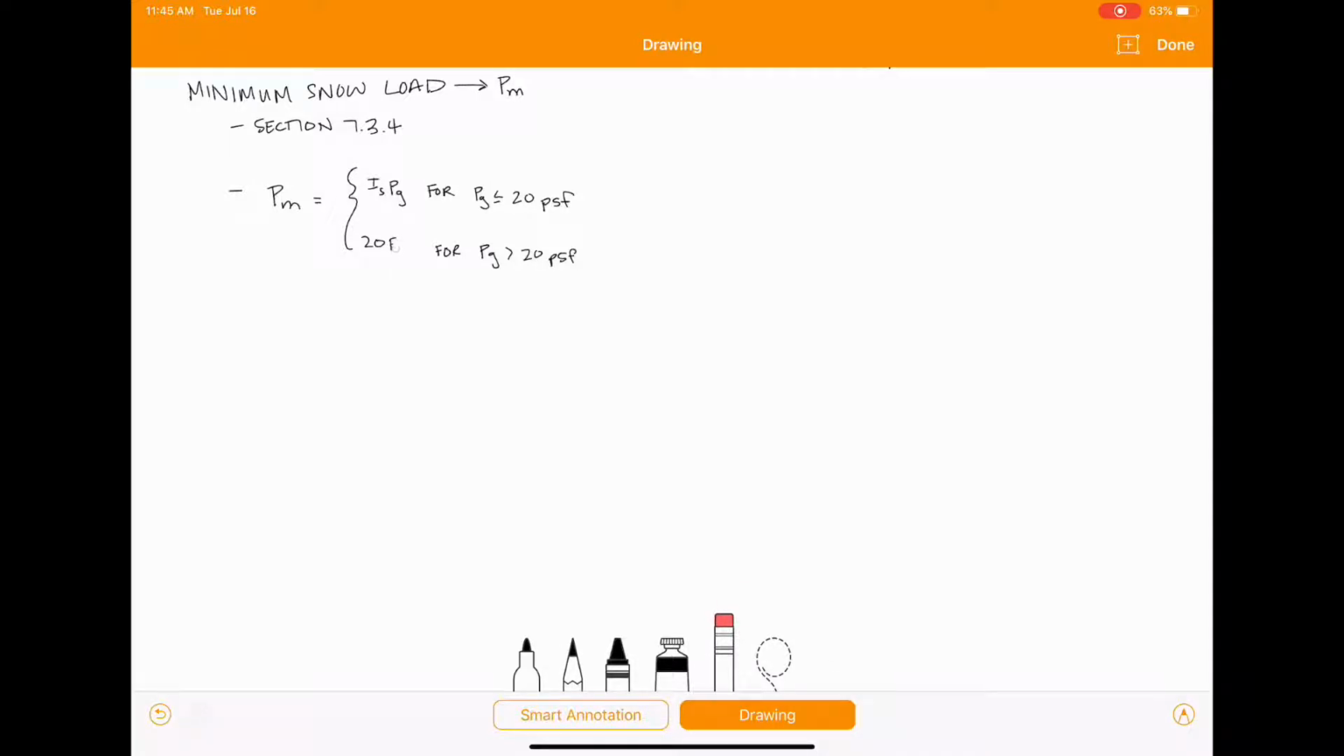Now, just as a reminder, IS is your importance factor, and it comes from table 1.5-2, and it's based on your risk category, which you can determine on that same page, which is page 5 of the provisions.